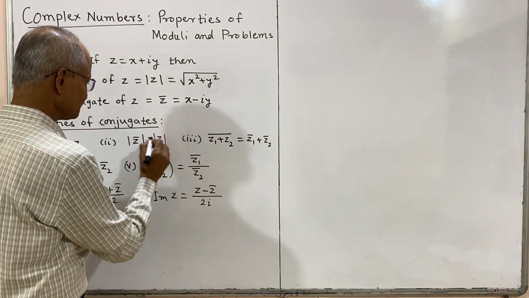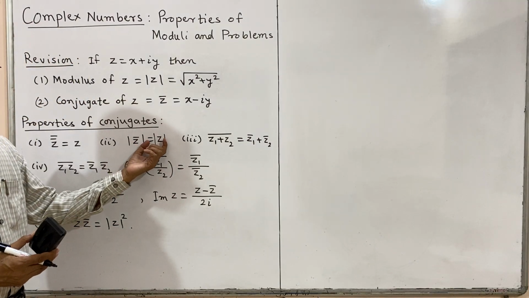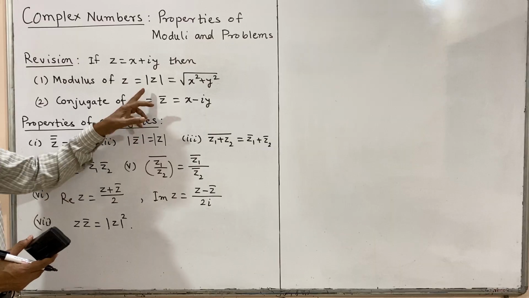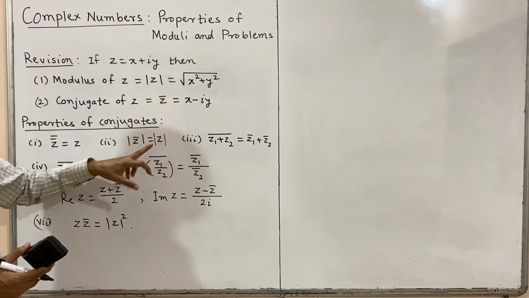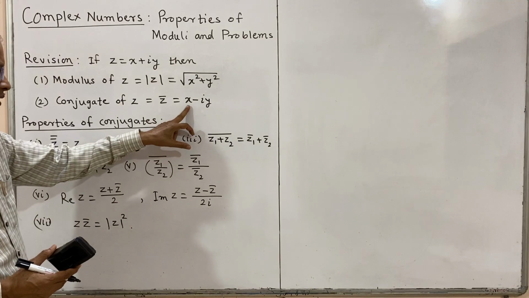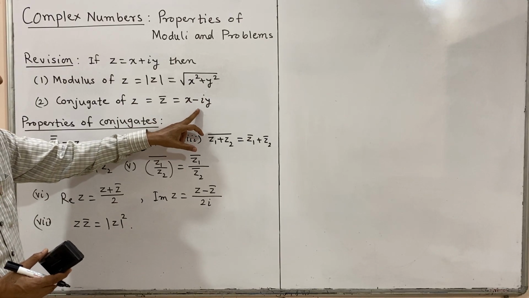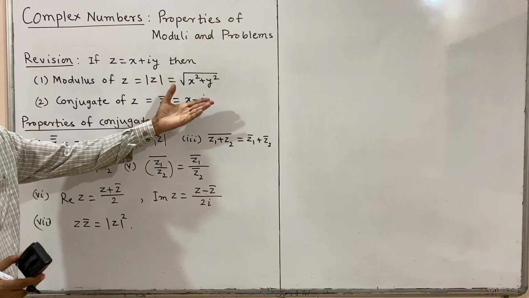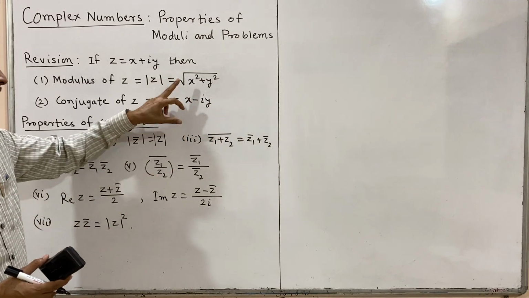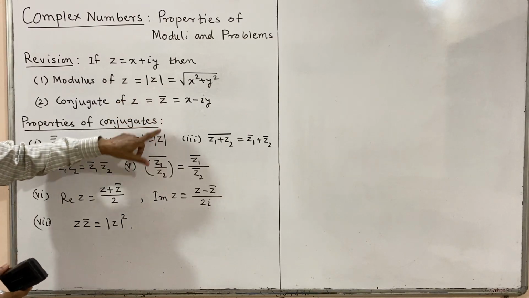This is a correction. The absolute value of z bar is equal to the absolute value of z, because absolute value is defined like this. So what will be mod of z bar? Mod of z bar will be under root of x square plus minus y whole square, but minus y whole square is the same as y square. Therefore, modulus of z is equal to modulus of z bar.